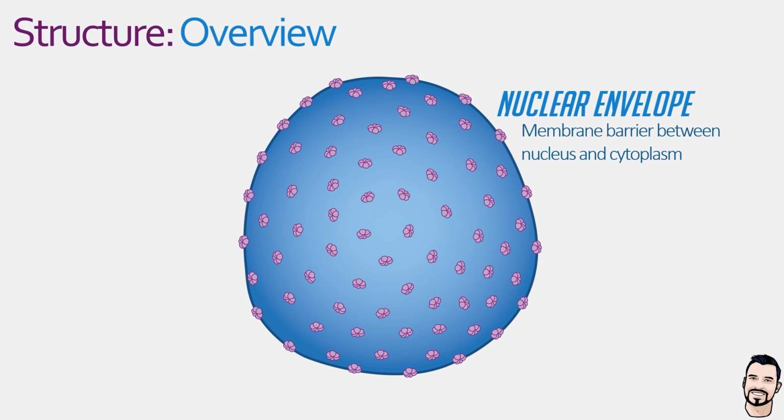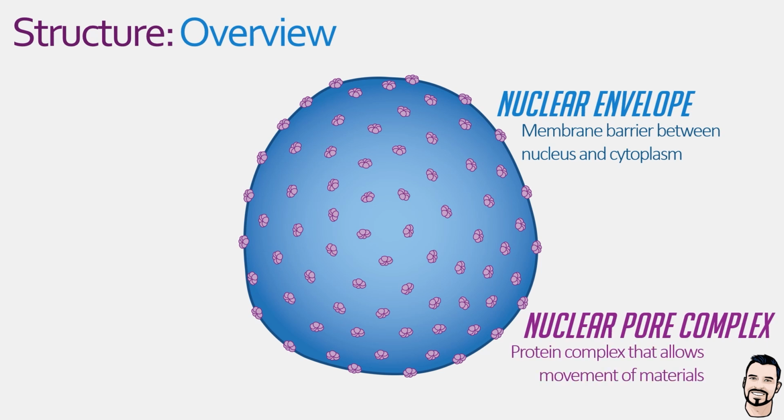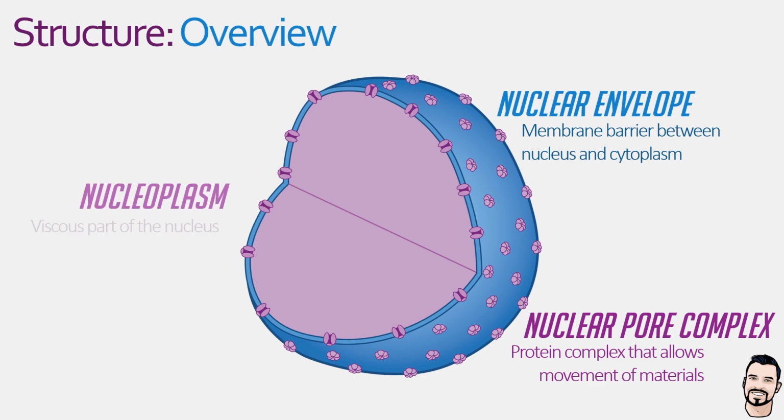Then embedded within the envelope are structures called nuclear pore complexes. You can think of these as highly selective gateways that control what goes into and out of the nucleus. Small molecules like ions and water can diffuse freely through these pores, but larger molecules such as proteins or RNA need specific transport signals to move across. Then inside the envelope we find the nucleoplasm, which is similar in consistency to the cytoplasm but tailored to support nuclear processes such as DNA replication and RNA transcription.